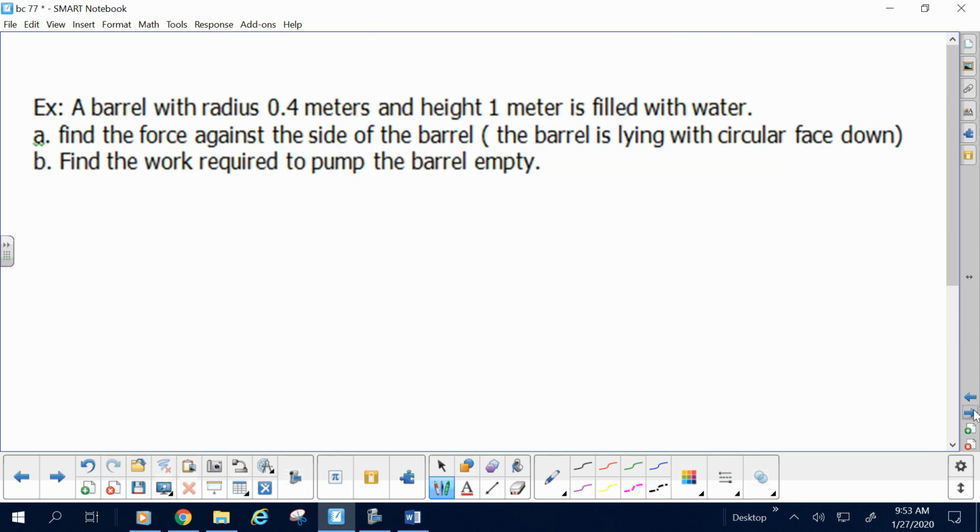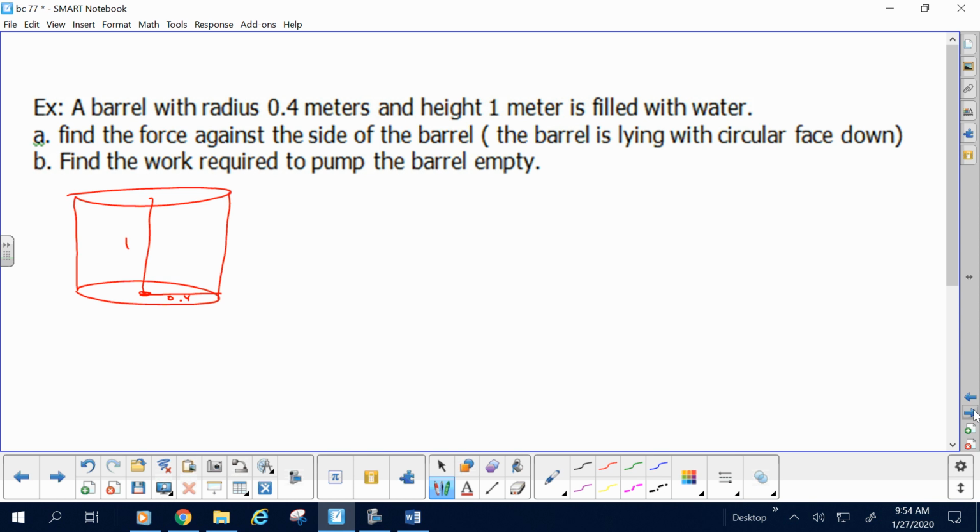All right. This one's a little crazier. A barrel with radius 0.4 meters, height of 1 meter, filled. Force against the side of the barrel. The barrel's lying with the circular face down, so it looks like this. And it has a radius of 0.4, a height of 1. And we're going to talk about the force on the curvy face and the work required to pump out the fluid.